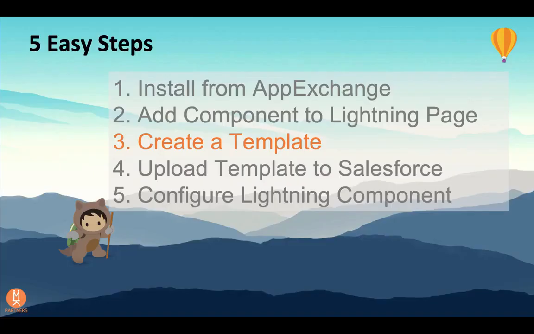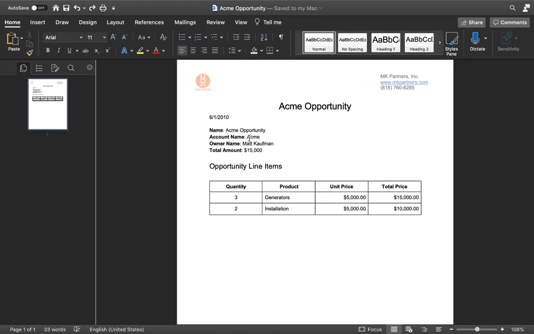Now we're ready to begin step 3, creating a template. Today I'm going to use Microsoft Word to create a template. However, you can also use Google Docs or other applications that use the Open Office XML format. This document is an existing invoice for a previous opportunity I worked on. It's already filled in with the specifics of that deal. We're going to take this existing invoice and turn it into a template that we can use with Mambo Merge to create invoices out of Salesforce.